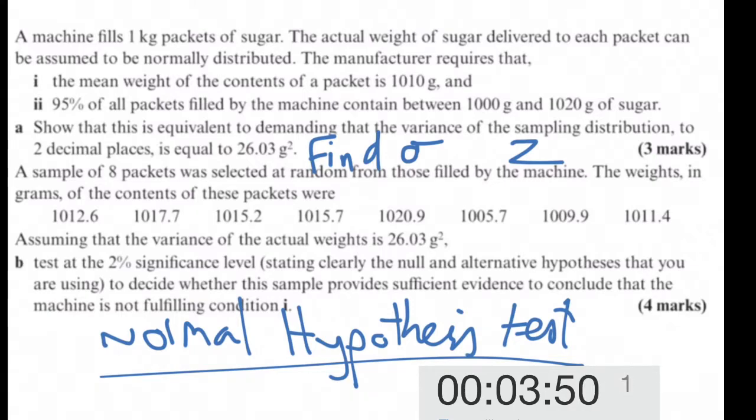Ollie, so part 1, we're doing a standardized normal distribution. If you sketch it, we're using that 95% of the packets are between 1000 and 1020, with a Z distribution on the calculator to find Z, then using that to find sigma using Z equals X minus mu over sigma.